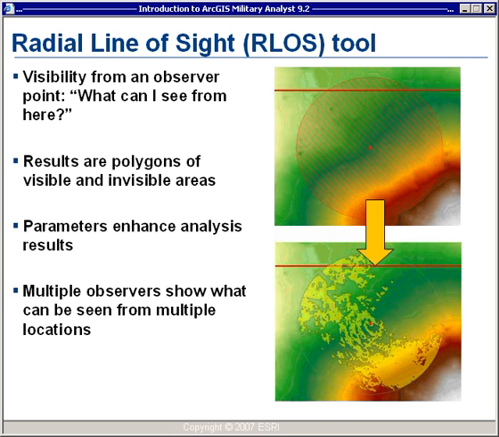The tool parameters can be modified to further enhance your analysis results. They will allow you to specify a near or far distance from the observer, a horizontal field of view, and a vertical field of view, as well as observer offsets from the surface and a terrain offset. The radial line of sight will also allow you to input multiple observer locations and will code the visible polygons by the number of observers that can see a given location. So if you happen to have a polygon that has a value of 3, that means 3 of the observers can see that polygon.